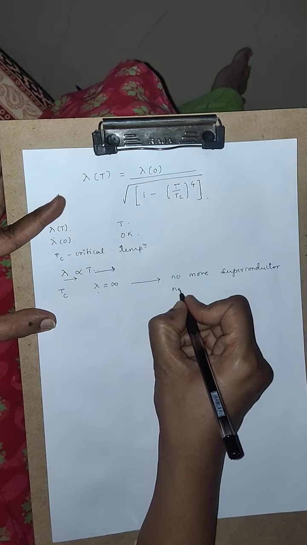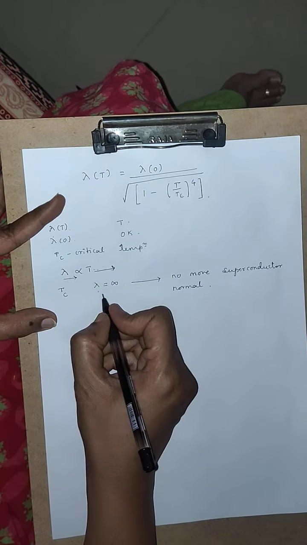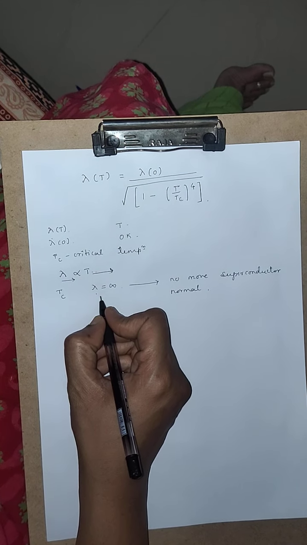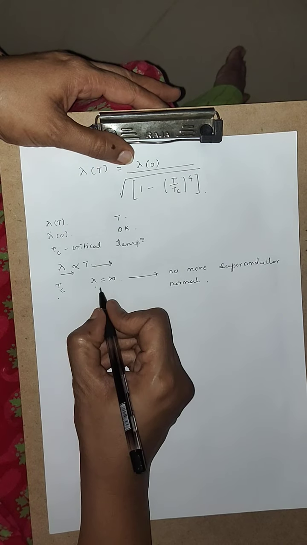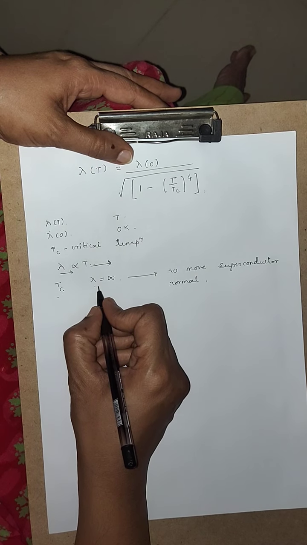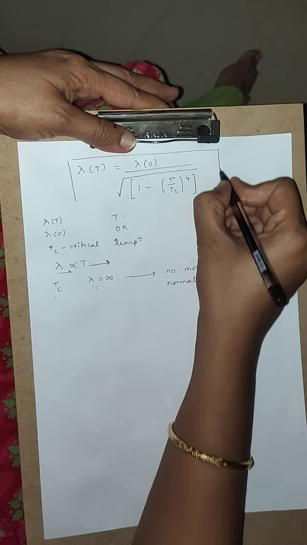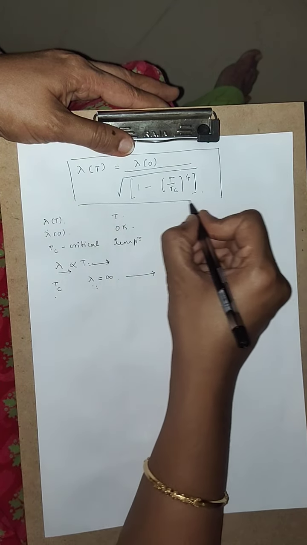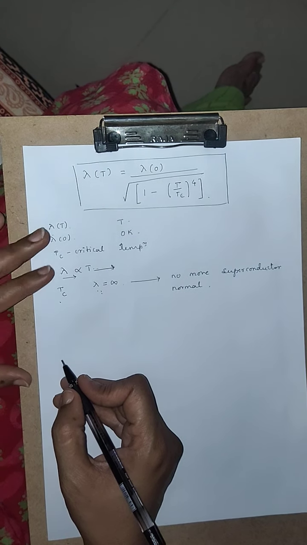It is a normal material. At the temperature Tc, that is the critical temperature, lambda becomes equal to infinity. So this is about the London penetration depth. We can solve a numerical on this particular equation. Let's see one of the numericals on this.